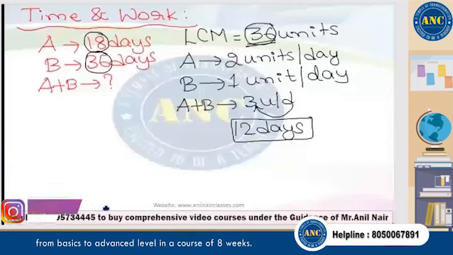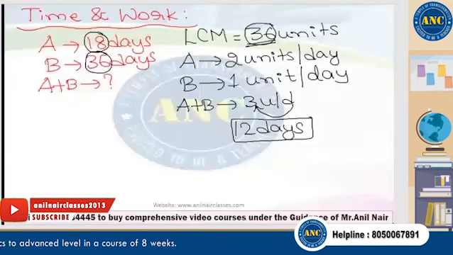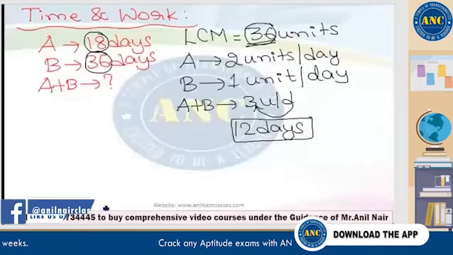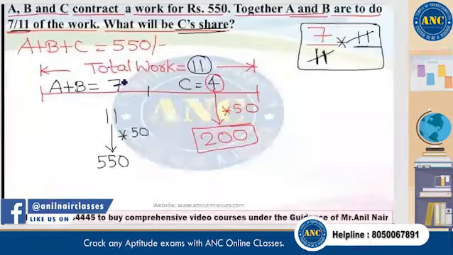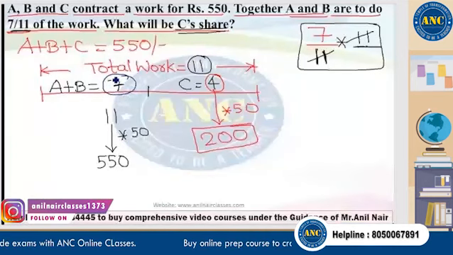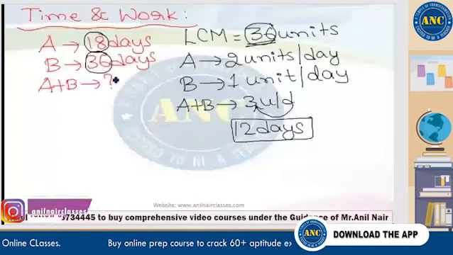Because I want to connect the dots. I am very, very interested in connecting the dots between the topics and make your problem solving so easier. Now, this is nothing but A plus B is 7 units per day. In partnership, I told it as 7 rupees. That is the only difference.